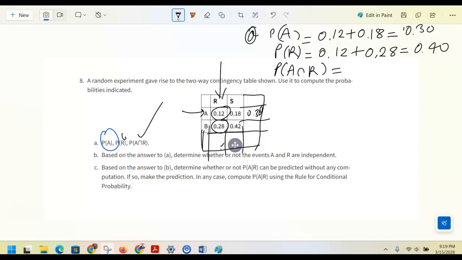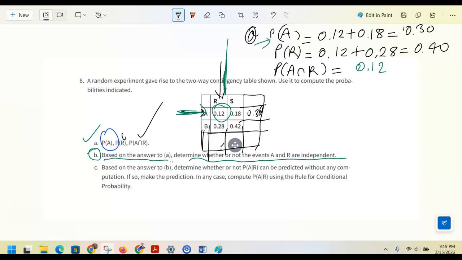And the next question is asking what is the probability of A and R, and that is the one that is for both. So this will be A and R. That means this one, 0.12, which is common. So that is 0.12. And based on question number A, are A and R independent?